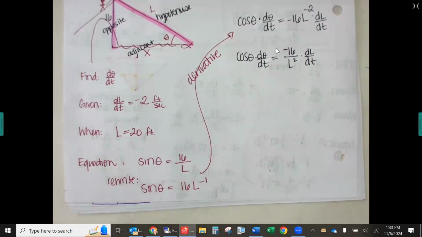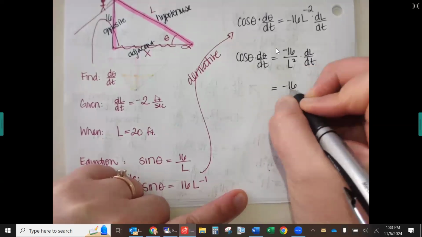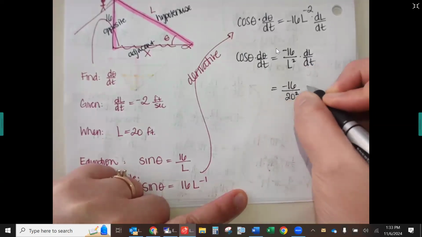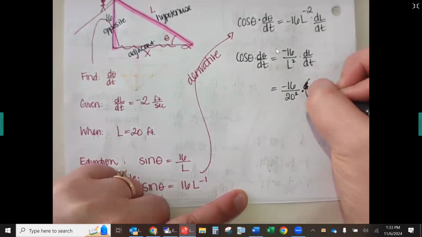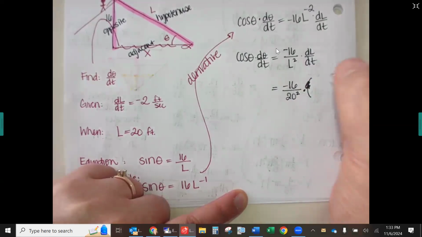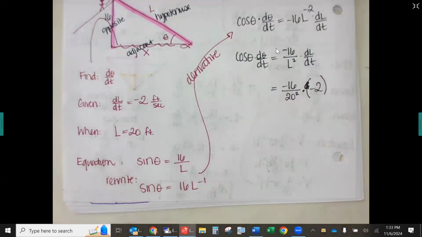Okay, but hopefully we can recognize these are really the same thing. But with negative exponents, if you're trying to plug a number in, just put it back into the bottom. All right, let's plug stuff in. What is my L? How much fishing line is out? So negative 16 over 20 squared. And then we know dL dt. What's dL dt? Negative 2.